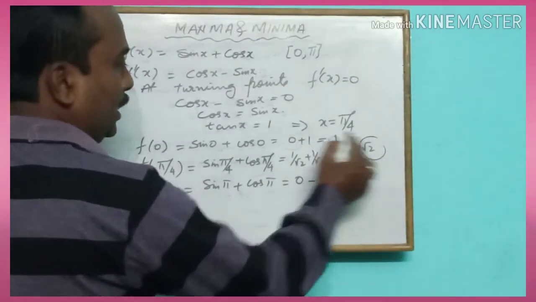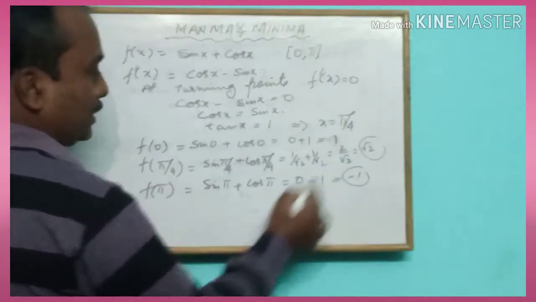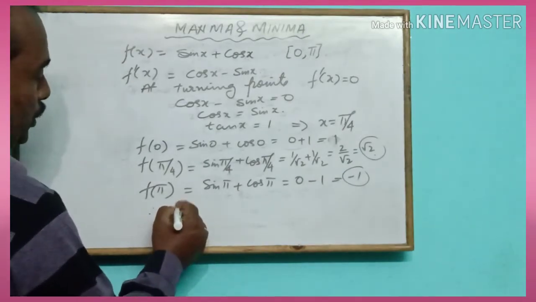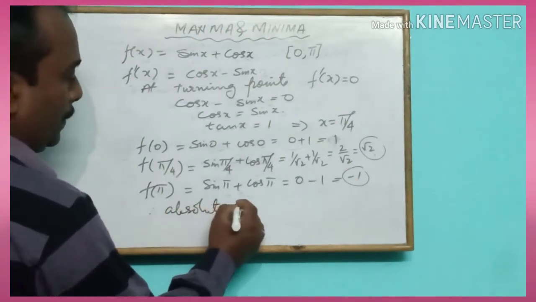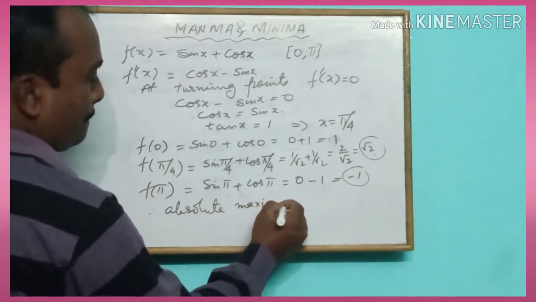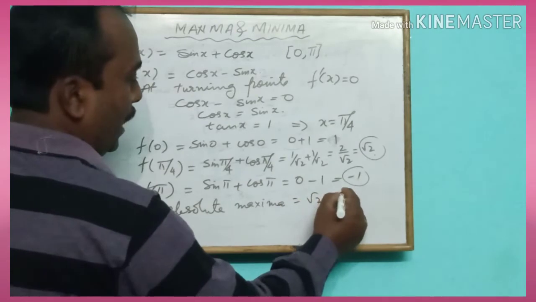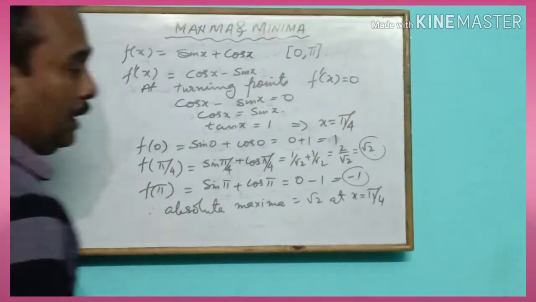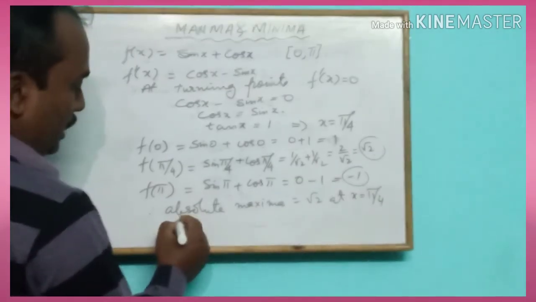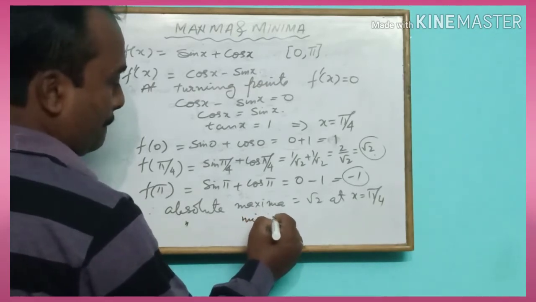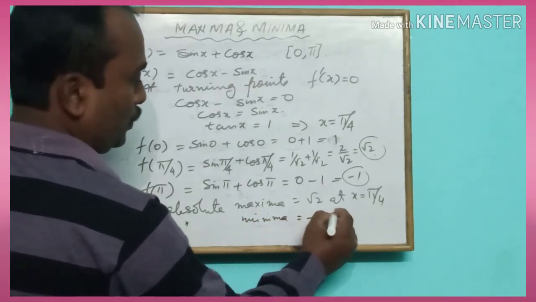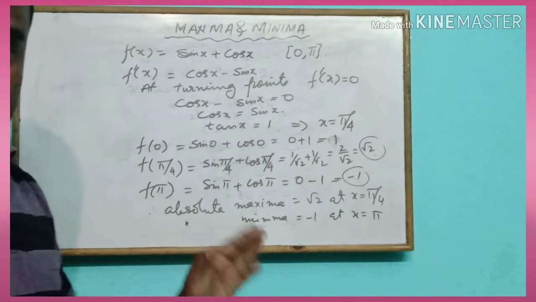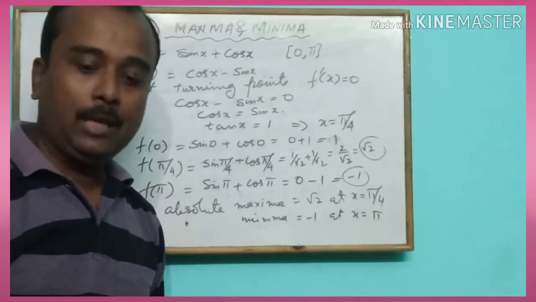Obviously root 2 is the greatest and minus 1 is the smallest or the minimum. Therefore absolute maxima is equal to root 2 at x equal to pi by 4. So x equal to pi by 4 is the absolute maximum point, and absolute minima is equal to minus 1 at x equal to pi. I think by these two examples we have understood how to calculate an absolute maxima and absolute minima.